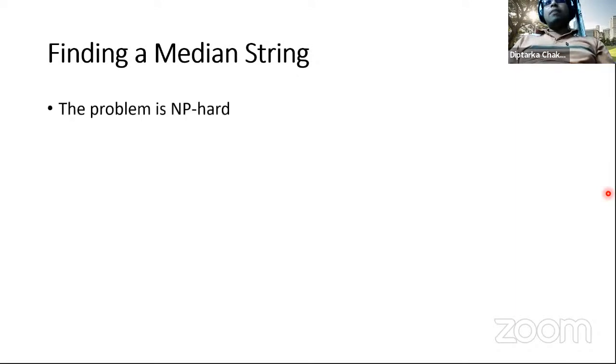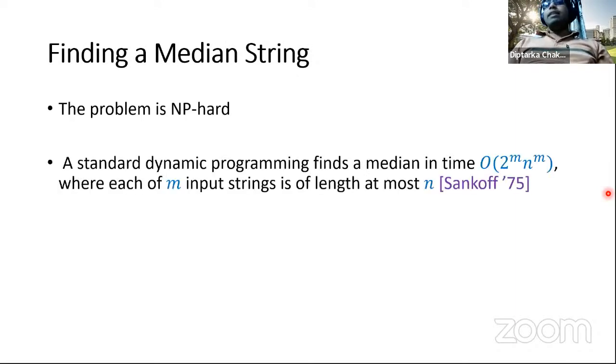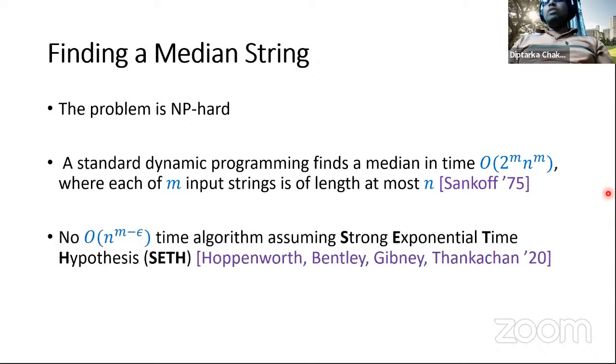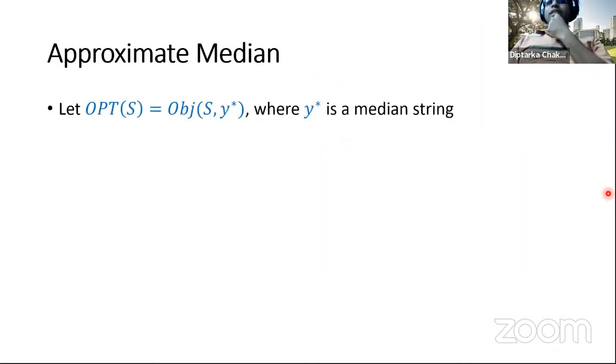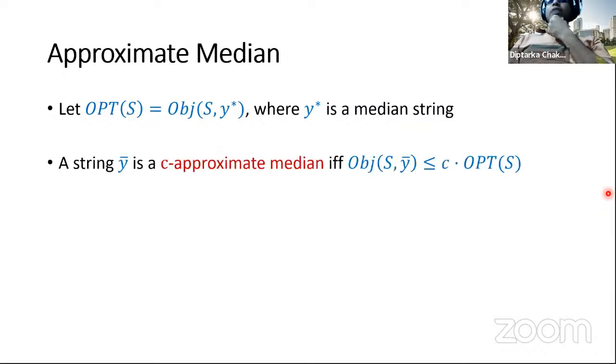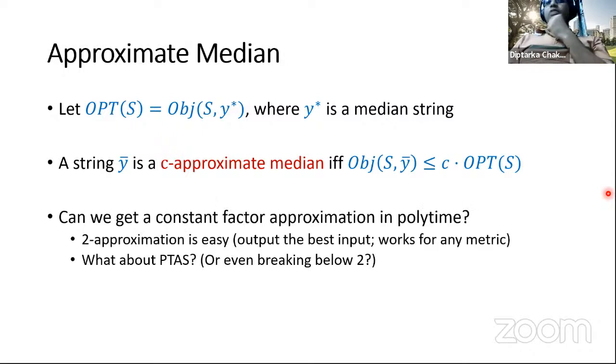So yeah, the median problem is NP-hard, and there are exponential time algorithms for it, and it is also known that we cannot improve on that by much assuming SETH. But what about approximation? In the approximate version, if the optimum objective value is opt, then y bar is an approximate median if its objective value is at most c times opt. And so the question is, can we get a constant factor approximation in polynomial time?